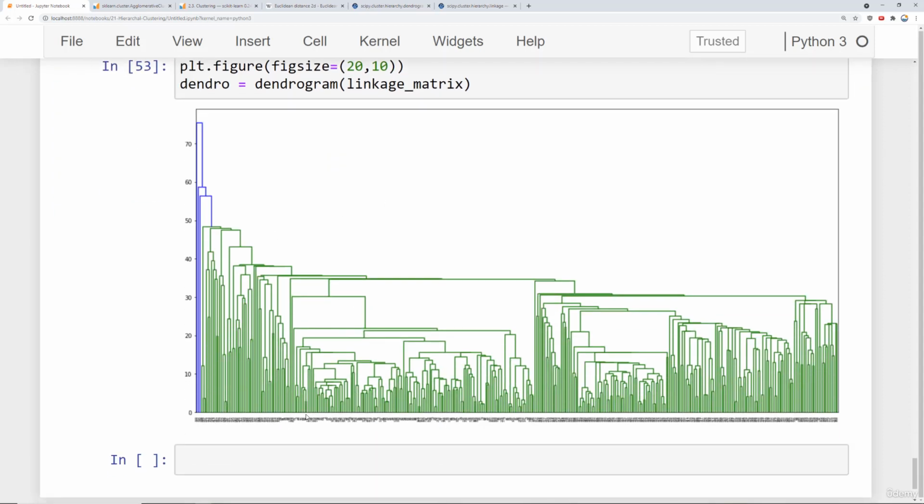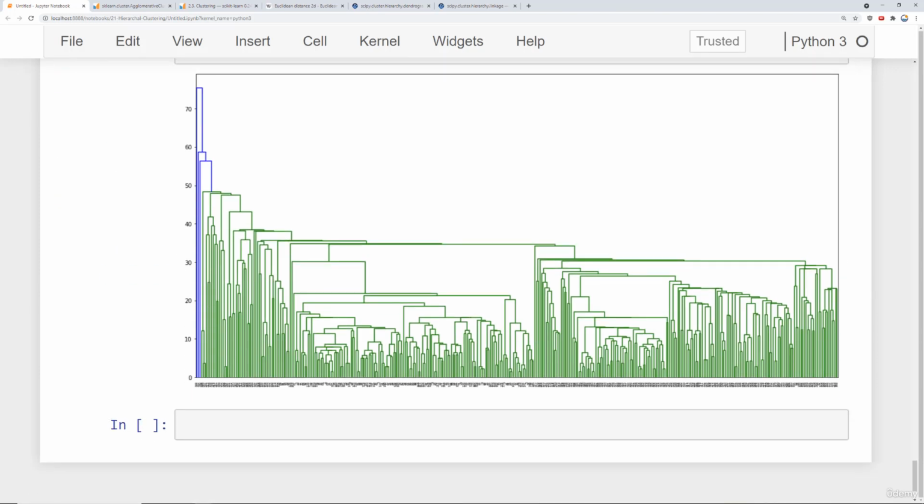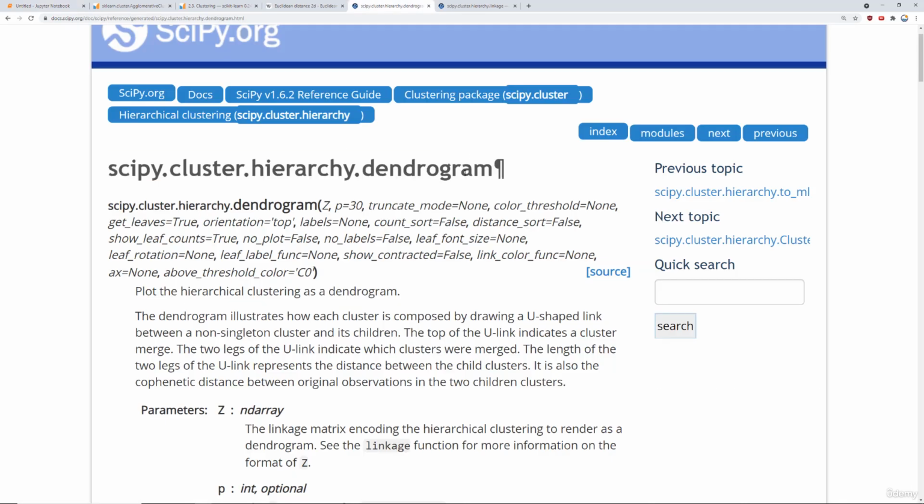Yes and no. It's not super useful to see here at the very bottom every single individual car. What is useful here is you begin to start making some sort of judgment call on where you should cut off this hierarchy. One way to do that, just visually, is by taking advantage of the SciPy visualization technique with a truncation mode.